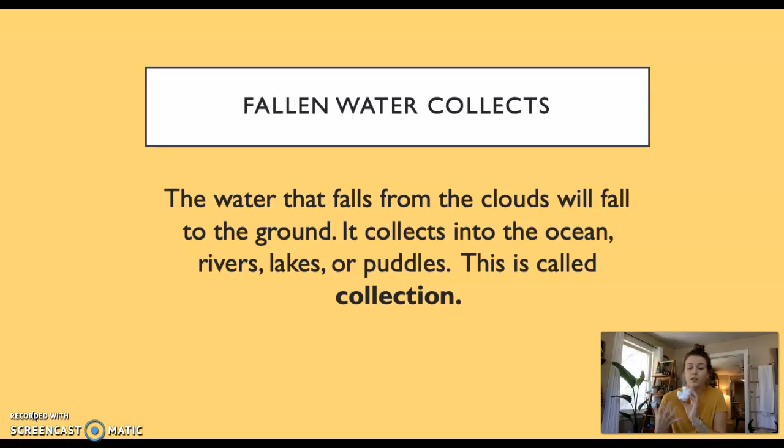So when the fallen water falls out of the cloud and back to the earth, either it can come into the ocean or into a little puddle or into the ground, a river, a lake, anything that is on the earth. So the water falls from the clouds back onto the ground and it collects into the ocean, rivers, lakes, or puddles. And this is called collection.